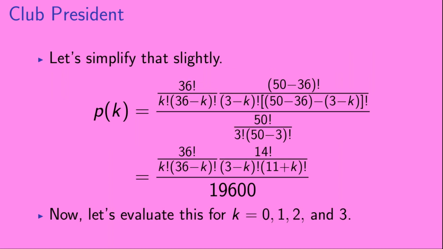Okay, so let's simplify that down slightly. We have a factor of 50 minus 36 factorial. That's just 14 factorial. And also, we have a factor of 50 minus 36 minus 3 minus k, all factorial. We can just write that as 11 plus k factorial. And finally, our denominator, which was 50 choose 3, turns out to just be 19,600. Now let's evaluate this for k equals 0, 1, 2, and 3.